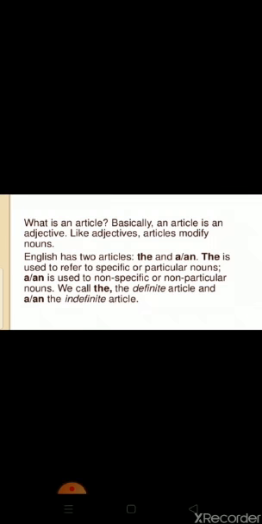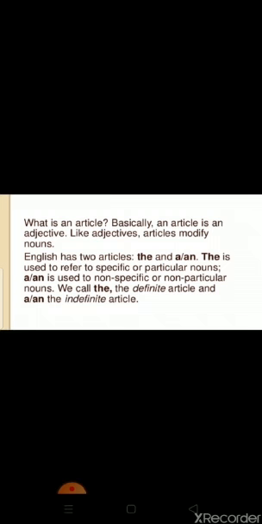We call the definite article, and a and an, the indefinite article. So if you want to know more about this, you must know what is definite article and indefinite article. What is definite article? Definite, sure, we are saying like that, right? So what is definite article?